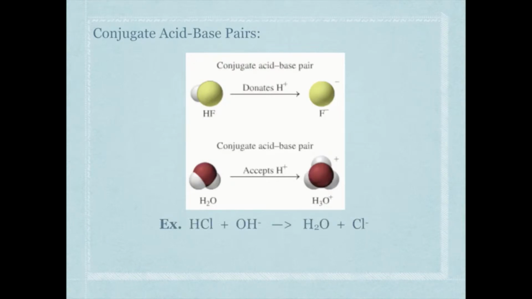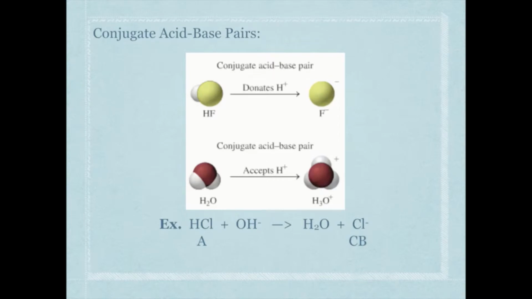All right? Let's look at another example. I have HCl plus OH- produces H2O plus Cl-. So I know the hydrochloric acid, HCl, and the chloride ion on the product side are going to be paired together. HCl to Cl-, HCl lost a hydrogen ion, therefore it is going to be an acid, while Cl- is its conjugate base.